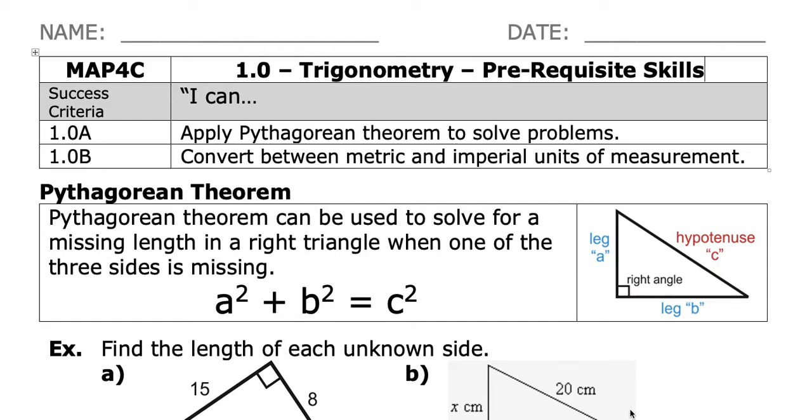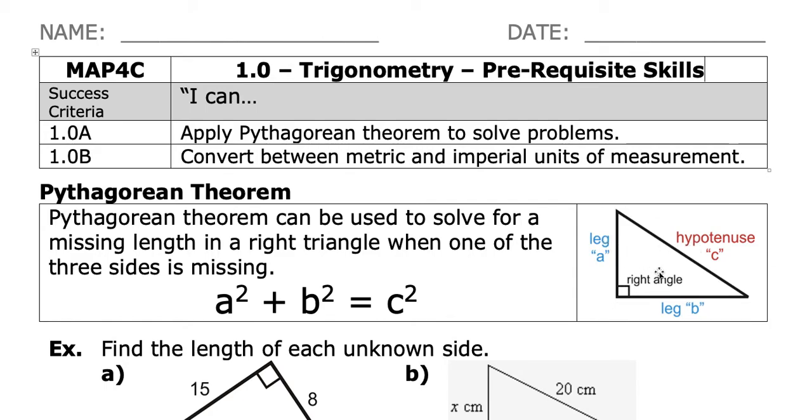MAP4C 1.0 Trigonometry. Trigonometry is three-sided measure. And what we're going to do is start off with Pythagorean theorem. Pythagorean theorem can be used to solve for a missing side length in a right triangle when one of the three sides is missing. So we refer to the side that is opposite the right angle as the hypotenuse. It's the longest side length, but it's most easily recognized by the position opposite the right angle.